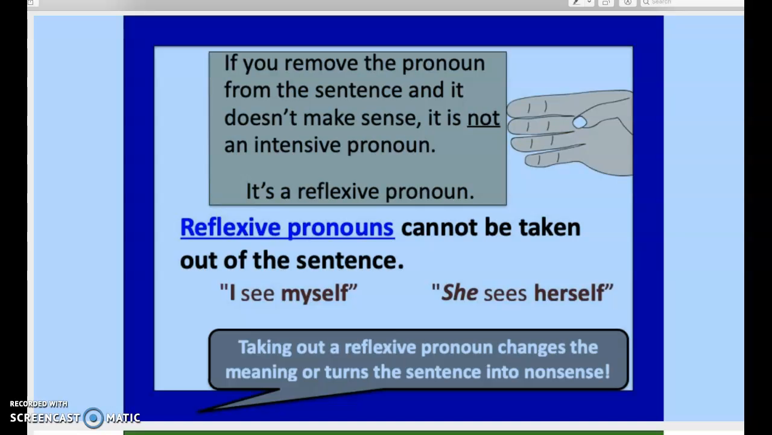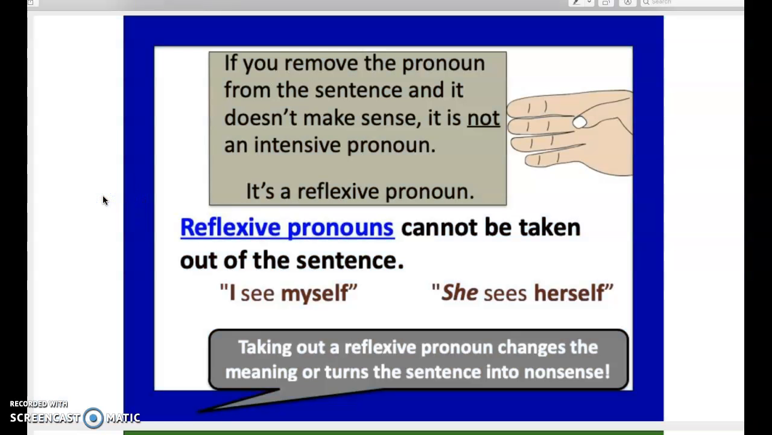If, on the other hand, you remove the pronoun from the sentence and it doesn't make sense, it is not an intensive pronoun. It would be a reflexive pronoun. Reflexive pronouns. I think this is number 5 on your sheet. Reflexive pronouns cannot be taken out or removed from the sentence because it alters the meaning or changes the meaning of the sentence.